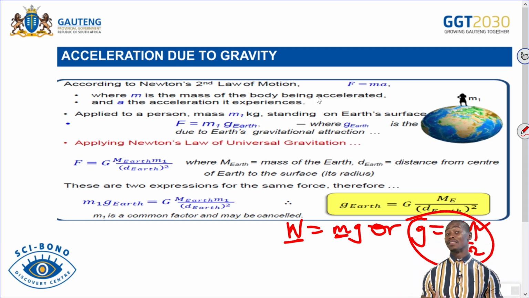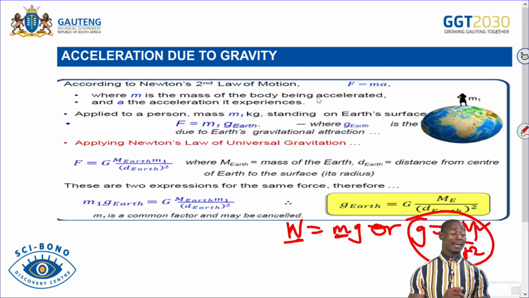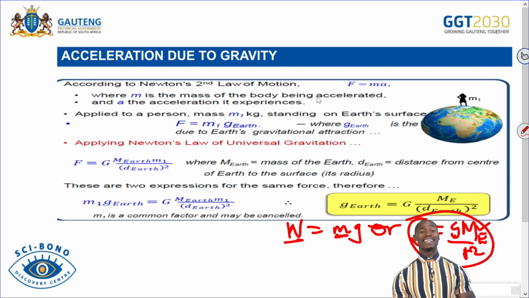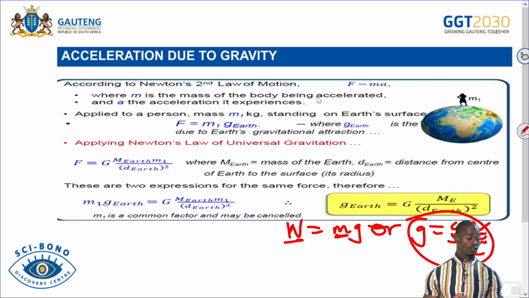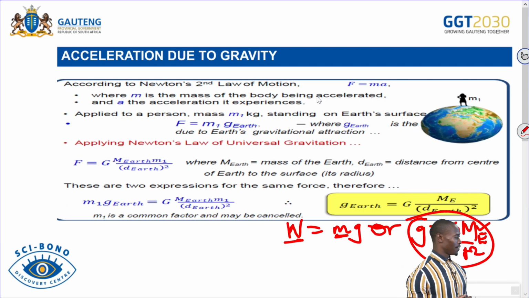This M is mass of the planet. So if you're dealing with planet Earth, right? So that M will be mass of planet Earth. Okay? What about this r? R is the radius of the planet. For example, if you're dealing with planet Earth, then r will be the radius of the Earth.